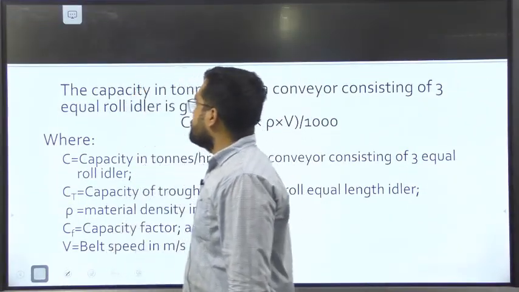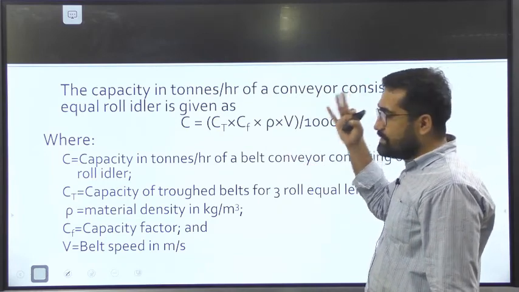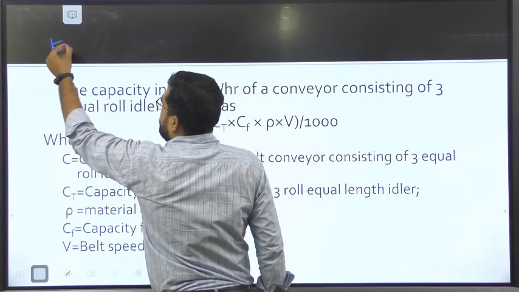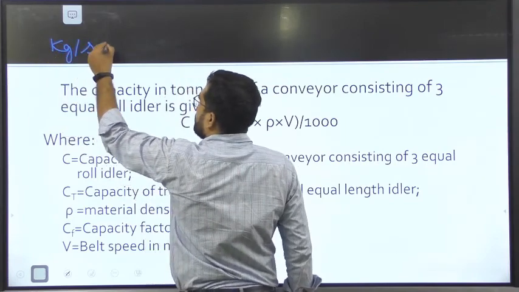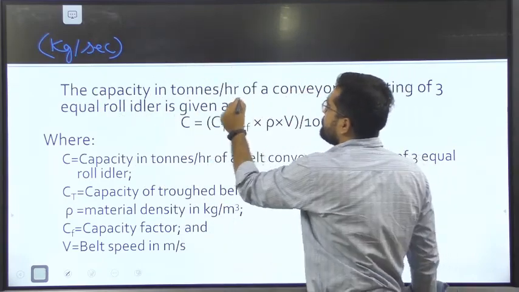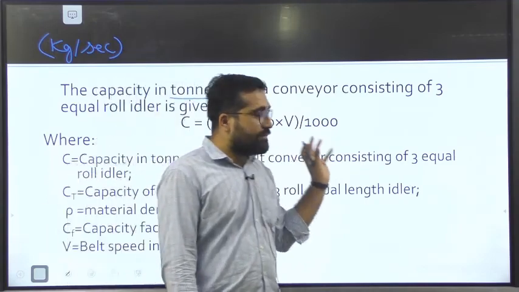Now next comes the capacity in tons. Previously the capacity was in kg per second, but this is not a standard unit. We need capacity in tons per hour. Now we have to multiply. This is just a multiplier factor.